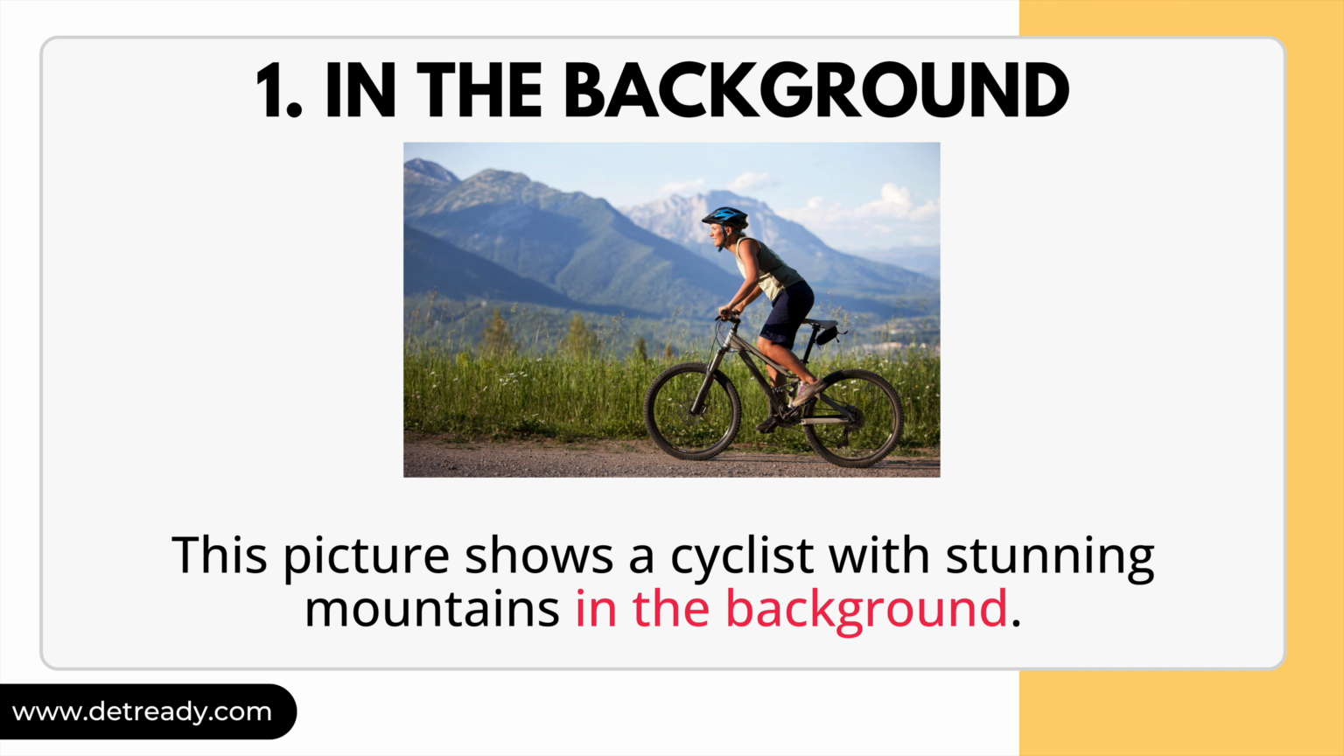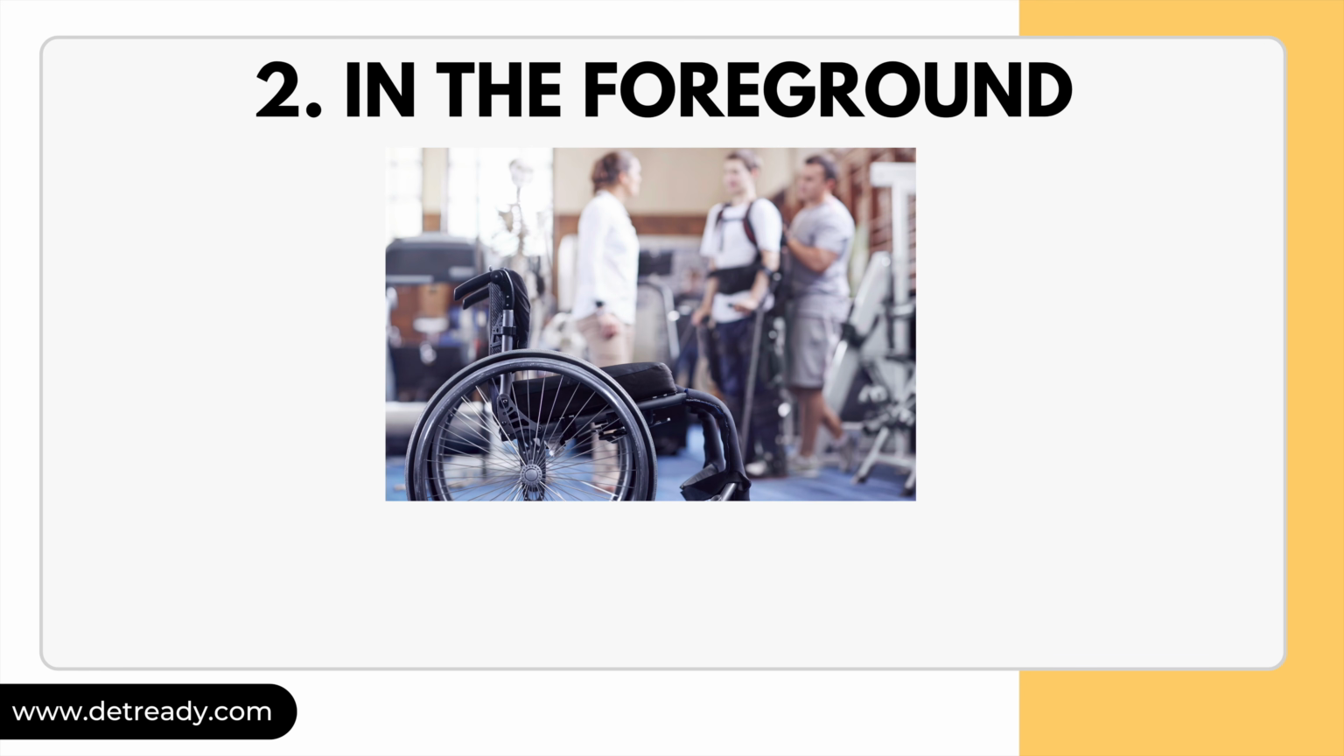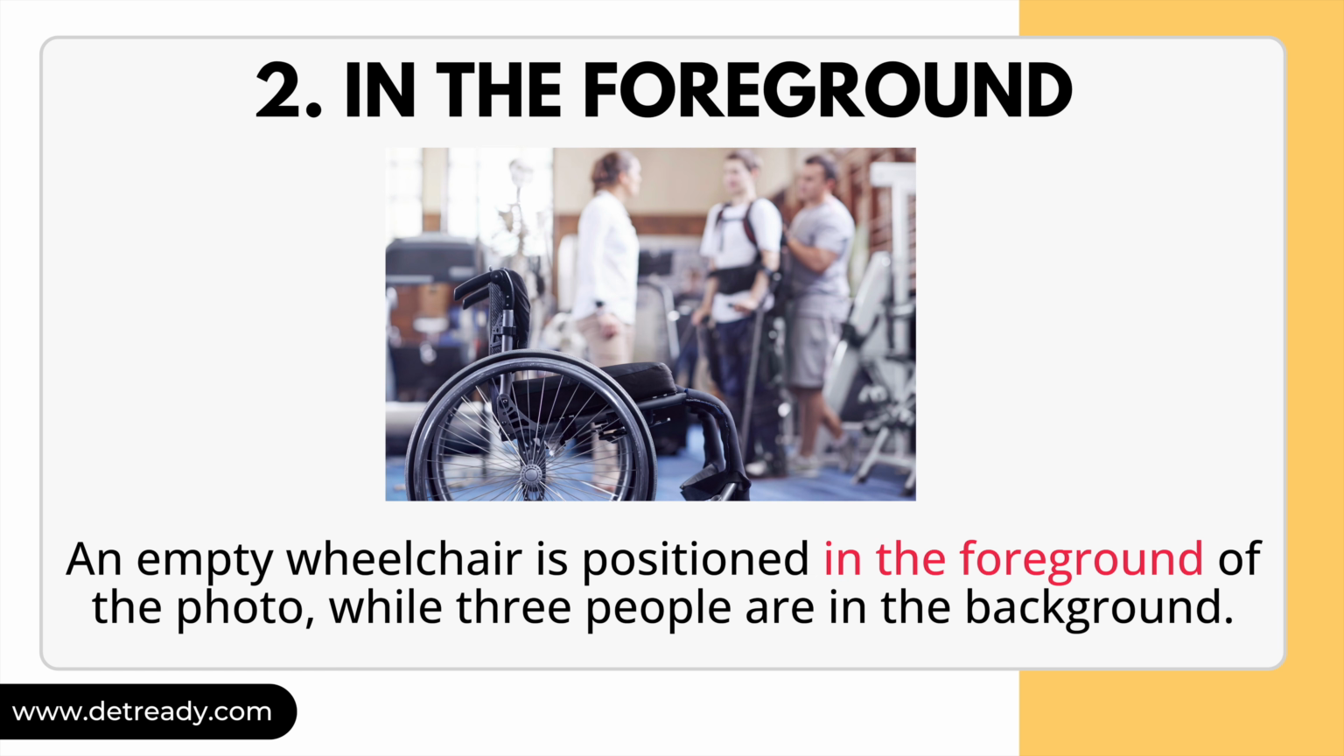And what's the opposite of in the background? Can you guess? Well, it is in the foreground. When you want to highlight what's closest in the photo, say in the foreground. Just like in this example. An empty wheelchair is positioned in the foreground of the photo, while 3 people are in the background. Easy to use, but these are really useful for describing where things are located in the photo.